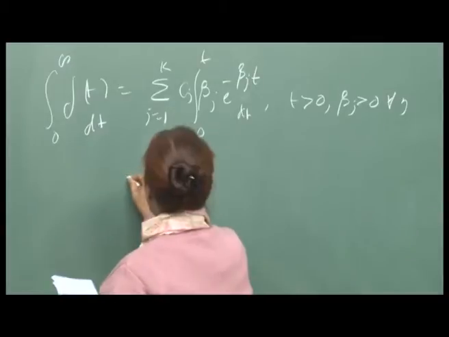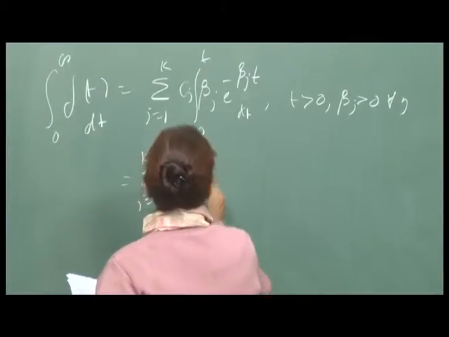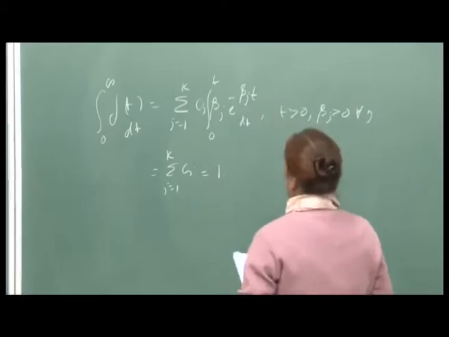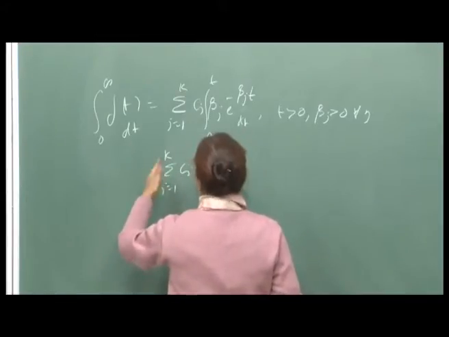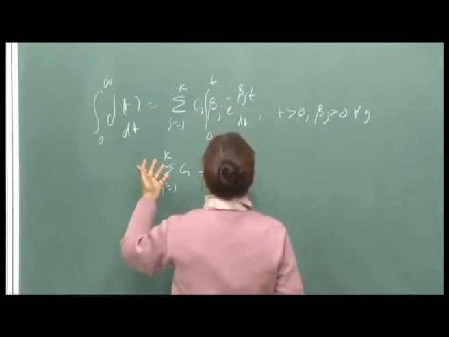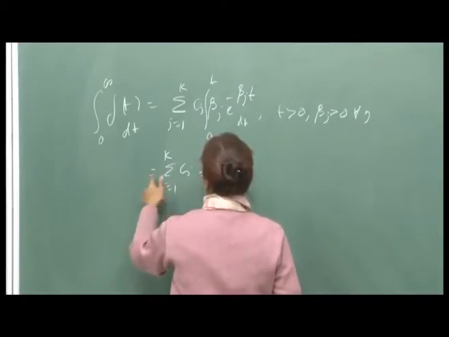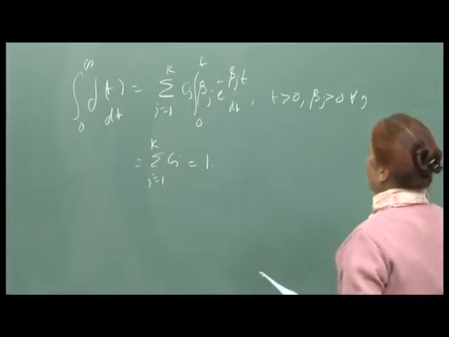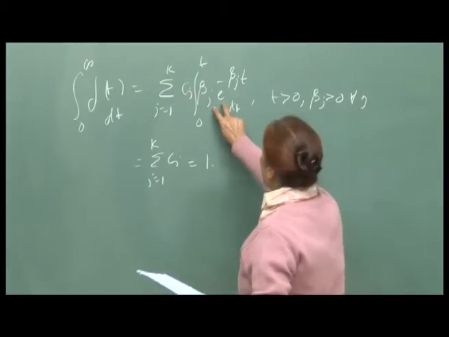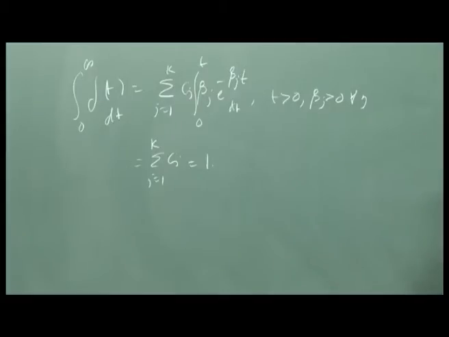So, this whole thing will add up to sigma C j, j varying from 1 to k. This is the condition, and of course, C j's have to be non-negative. Actually it is a linear combination, so to be on the safe side I will say that C j's are non-negative and they add up to 1. In that case, this becomes a convex combination of all these different exponential laws, and so this is again a PDF.